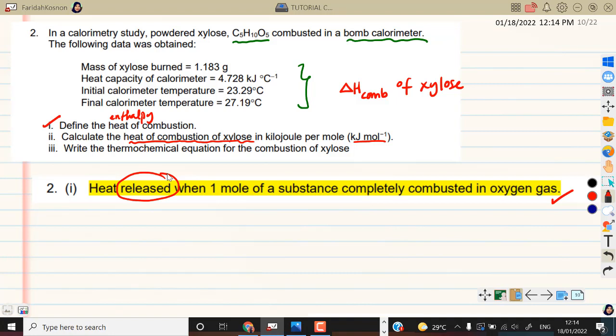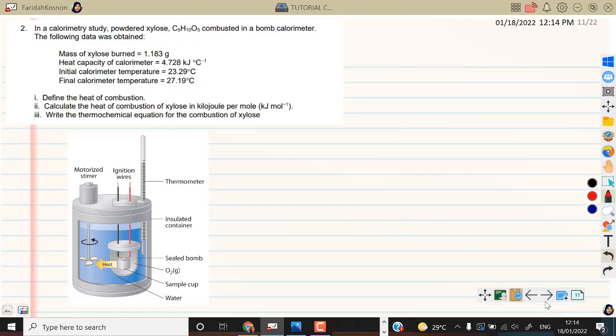We must first understand what happens in this experiment, in the bomb calorimeter. Here I have a diagram that shows the cross section of a bomb calorimeter. We put the xylose here, the substance that we are going to burn, in this container. This is the sample cup, and inside it there is xylose, the material we want to burn. Now you can see here, in the bomb calorimeter, we have a thermometer to observe the temperature changes.